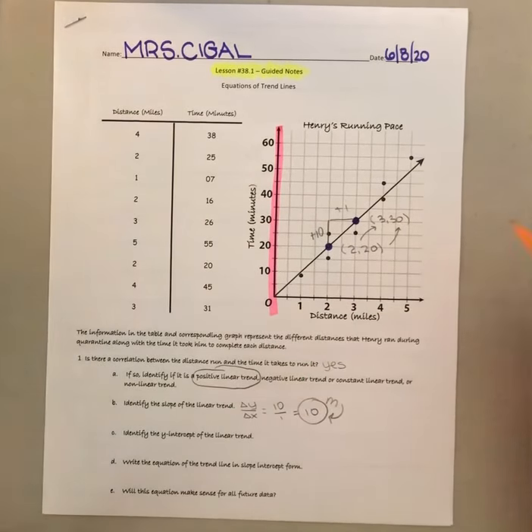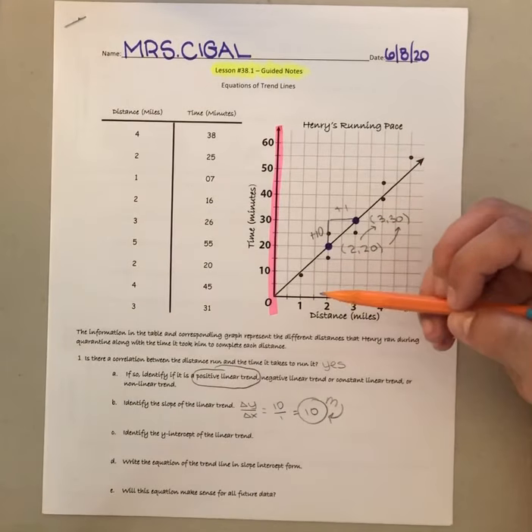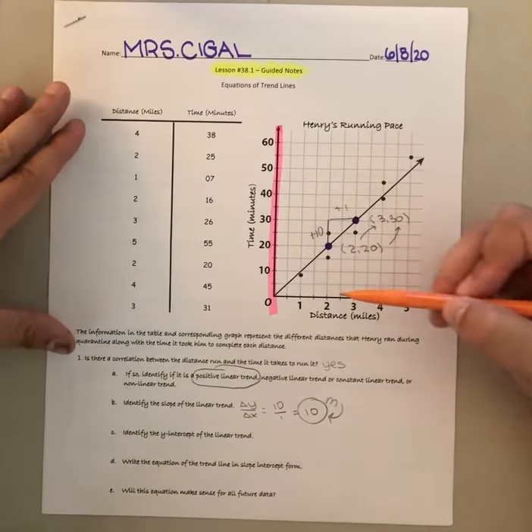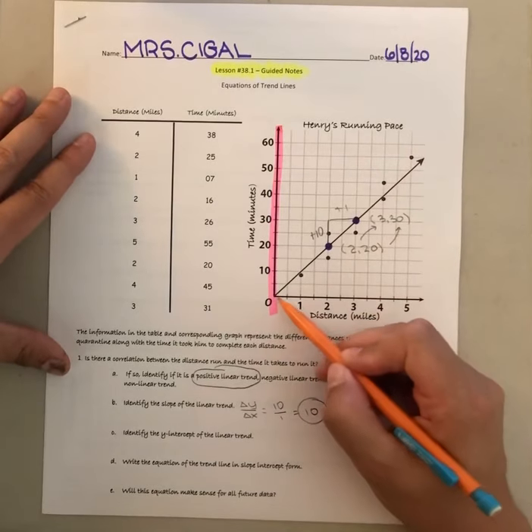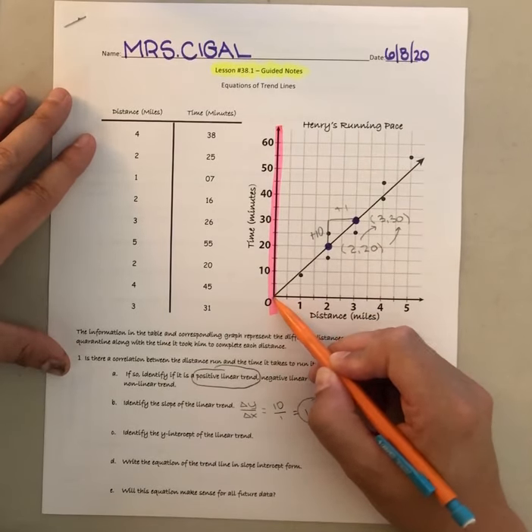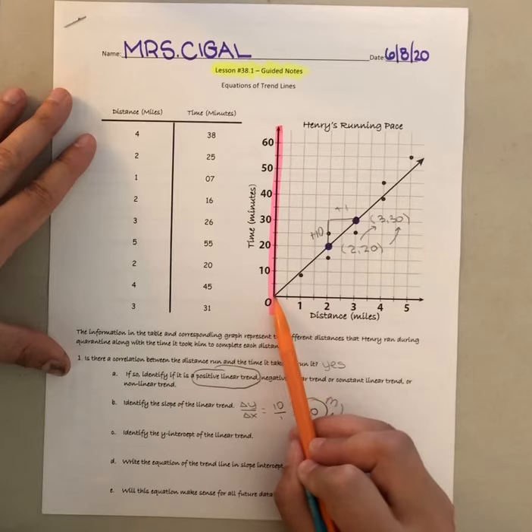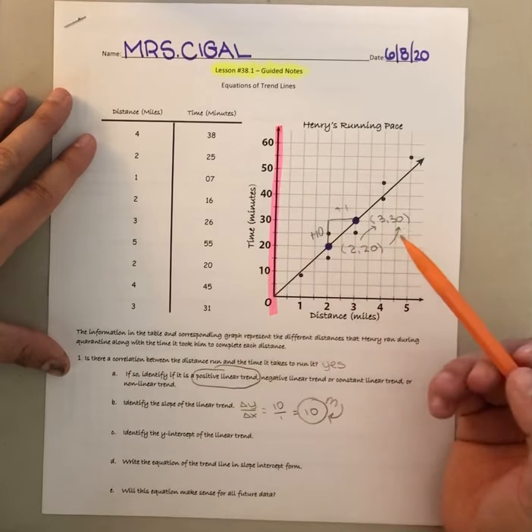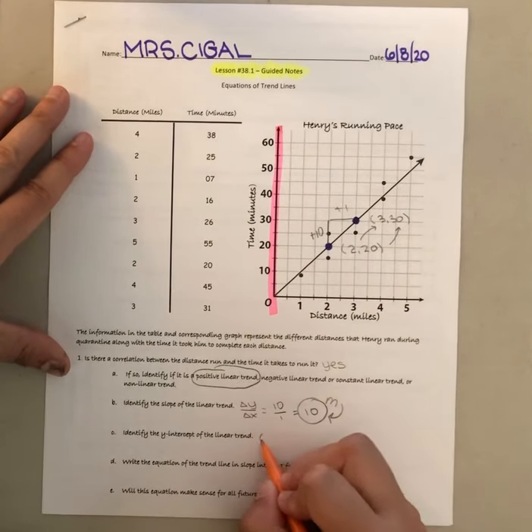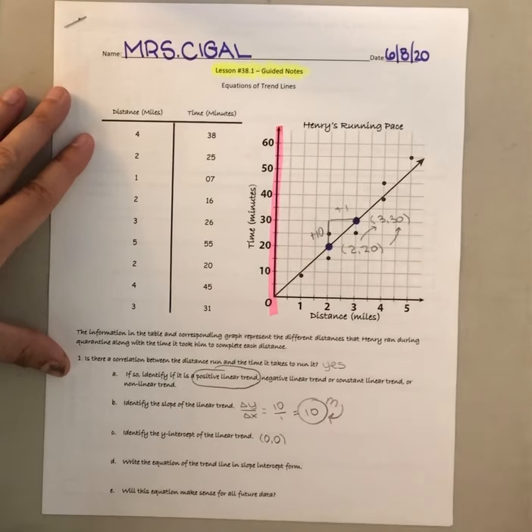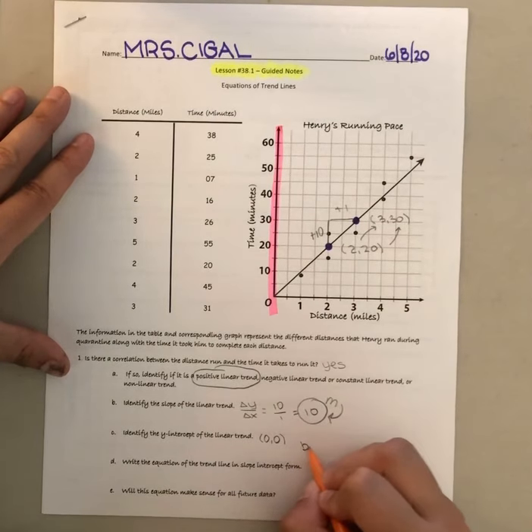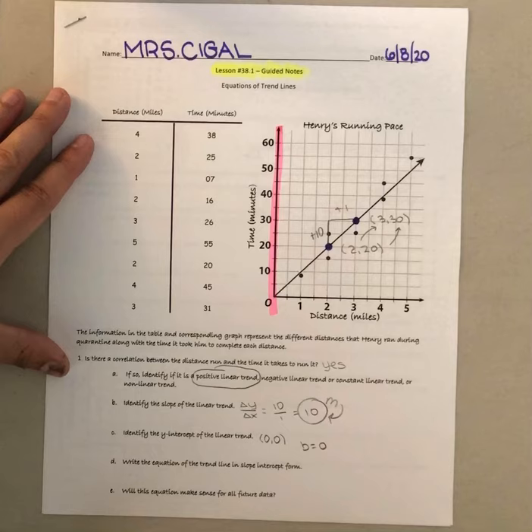We are going to have instances like we did last week in one of those problems where it doesn't cross and you had a break in the graph. Those ones are tricky. This one, there's no trick to it. It's crossing right here at 0, 0, which makes sense because if he runs 0 miles, it should take 0 minutes. So my y-intercept, I'm going to say it's crossing at 0, 0, which means my b value is 0.